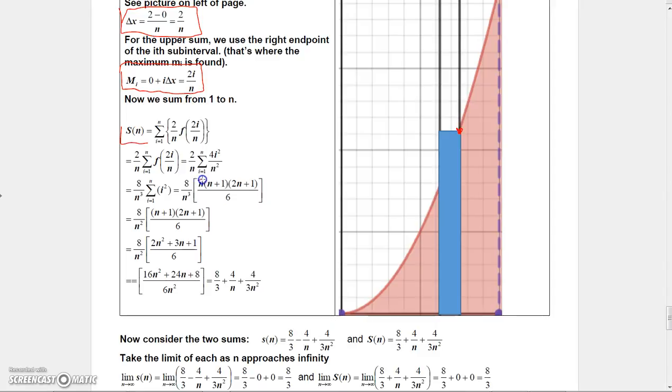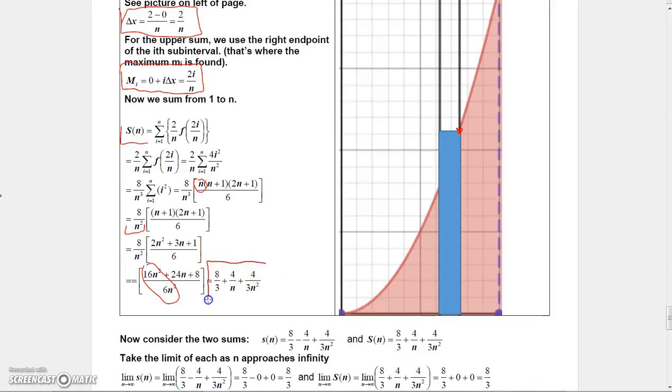Before we multiply it out, let's factor this n out. If you factor this n out, you get 8n over n cubed, and that's going to give you 8 over n squared. Then you have n plus 1 times 2n plus 1 all over 6, which is 2n squared plus 3n plus 1 all over 6. And now I'm going to multiply the 8 through, and I get 16n squared plus 24n plus 8. And then if I multiply the n squared through, I get 6n squared on the bottom. And then if I break this up into the 3 terms, 16n squared over 6n squared reduces to 8/3. 24n over 6n squared is 4 over n. And then 8 over 6n squared is 4 over 3n squared.